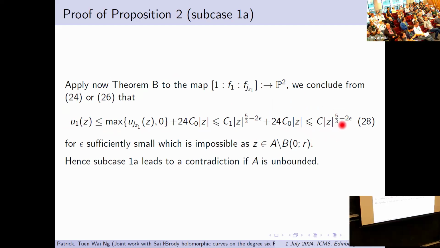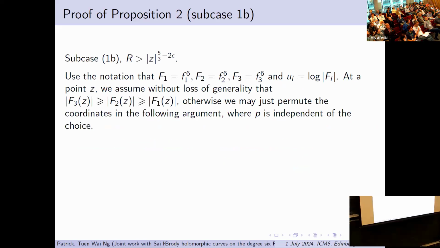Notice that this is minus 2 epsilon. However, your point is taken from A, which means this one is greater than this number, and therefore you get a contradiction. And therefore, for the first case, if you have the assumption that A is unbounded, then you have a contradiction. So the first case will not happen. The second case would be this one.